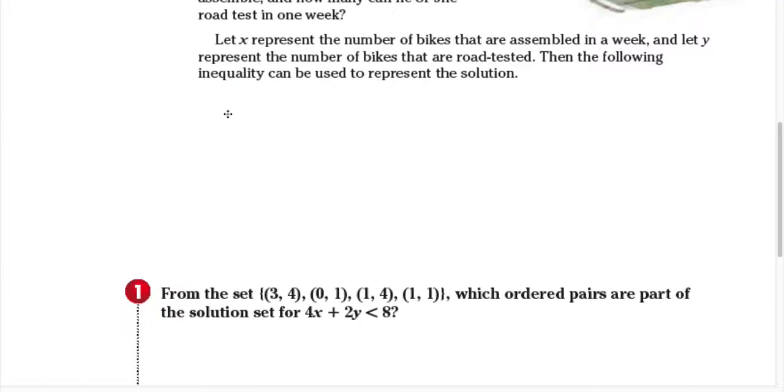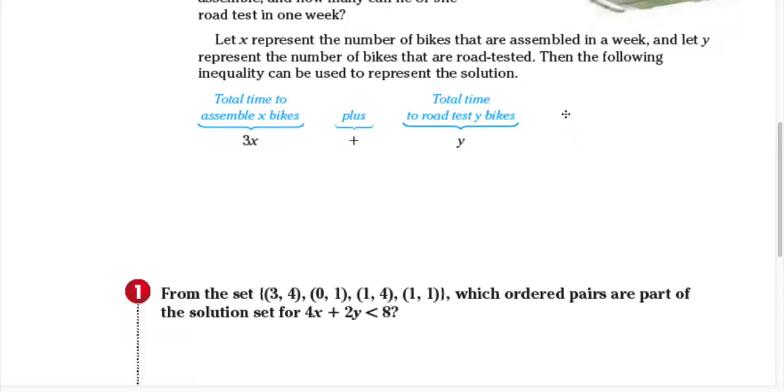The total time to assemble x bikes will be 3x. We add that to the total time to road test y bikes. No more than is an inequality of less than or equal to 45 hours, because that's the maximum that they can work each week.